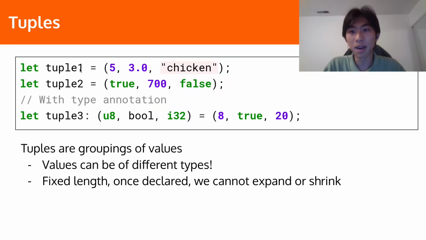Because of this, at compile time, the compiler will know that this tuple's type is a tuple of an int, a float, and a string, and has a fixed length of 3. This is why we do not need to provide an explicit type annotation, and the compiler is able to figure it out. However, if we did want to provide a type annotation, we can also choose to do that.